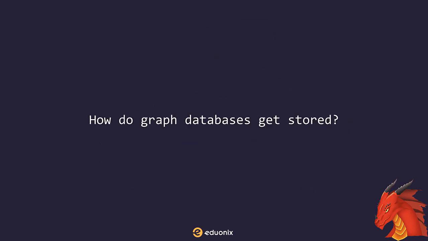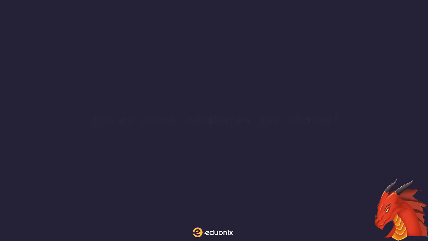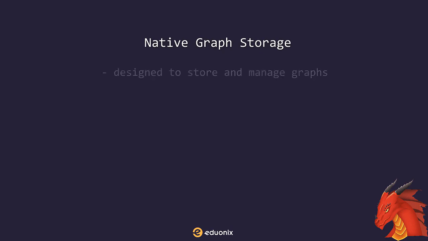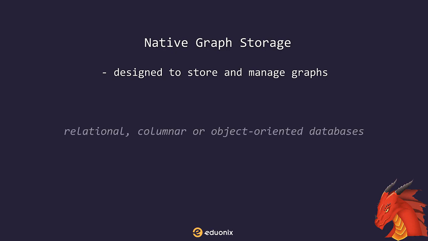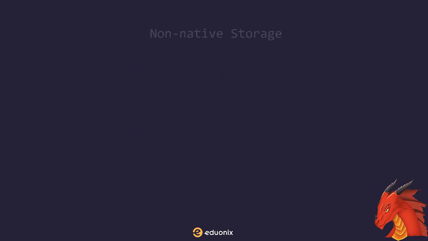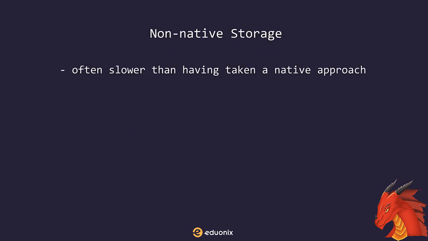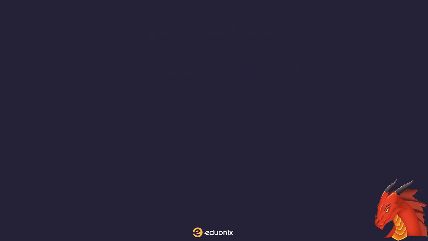How do graph databases get stored? Some graph databases use native graph storage. This is specifically designed to store and manage graphs. Other storage technologies for graph databases use relational, columnar, or object-oriented databases as their graph storage layer. Non-native storage is often slower than having taken a native approach because all of the graph connections will have to be translated into that different data model in the storage layer you've chosen.